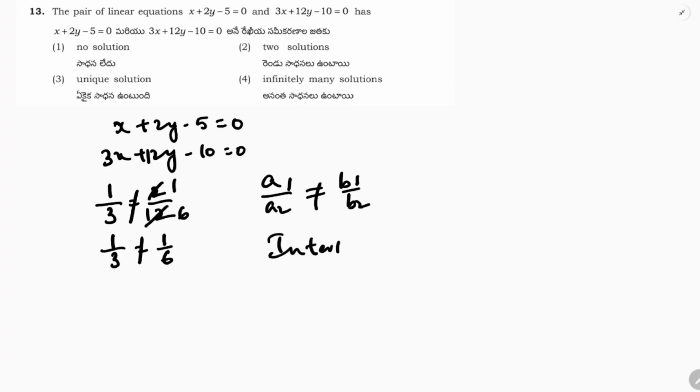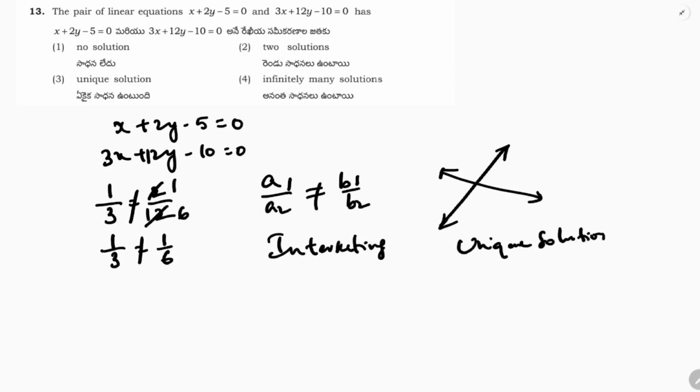So the lines are intersecting. If the lines are intersecting, unique solution, which is nothing but you can call it as one solution. So the correct option is 3.